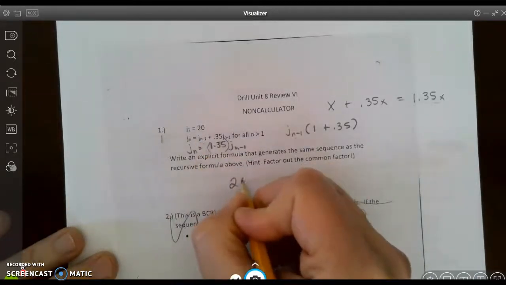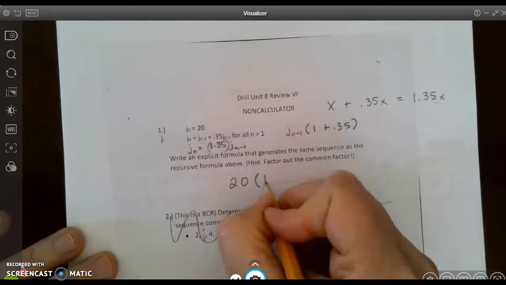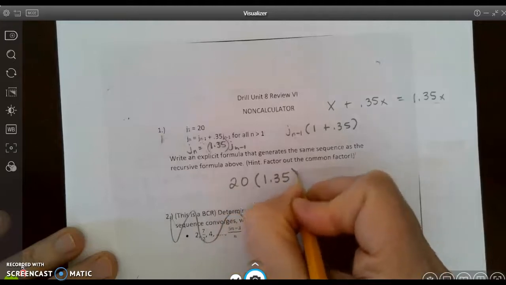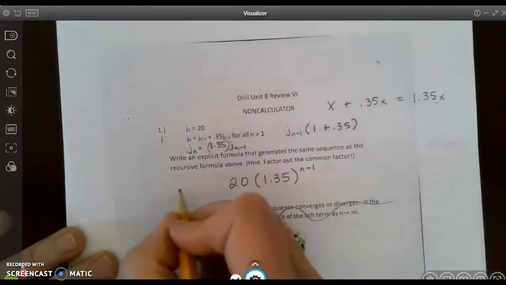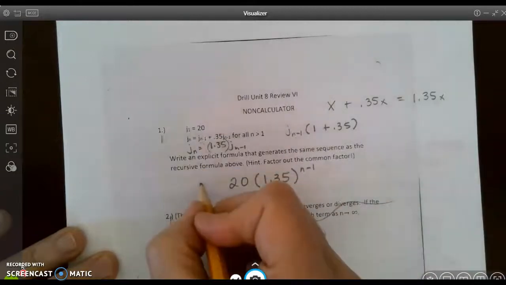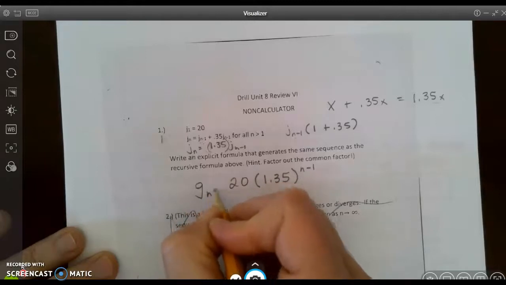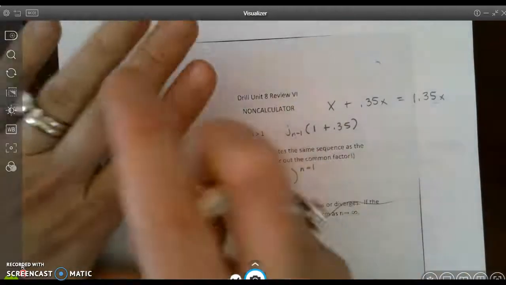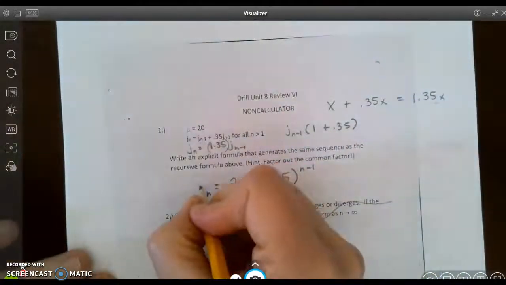So the first term is 20. The constant ratio is 1.35 to the n minus 1. And because this is a geometric sequence, I'll use g sub n. I guess I could have said j sub n. I guess that's what they were using. I should use a j.